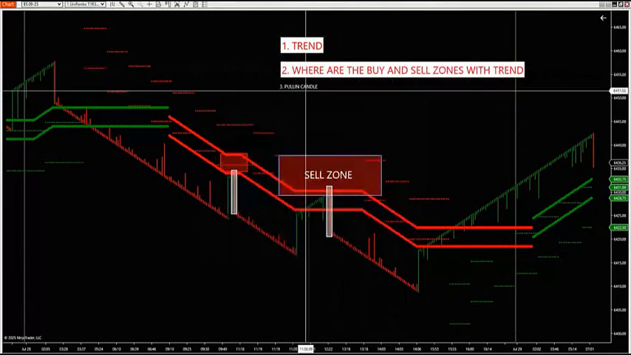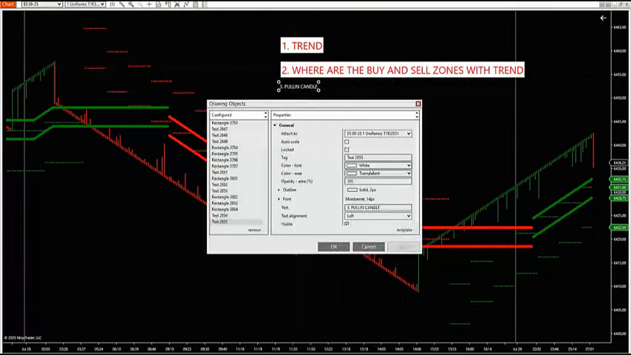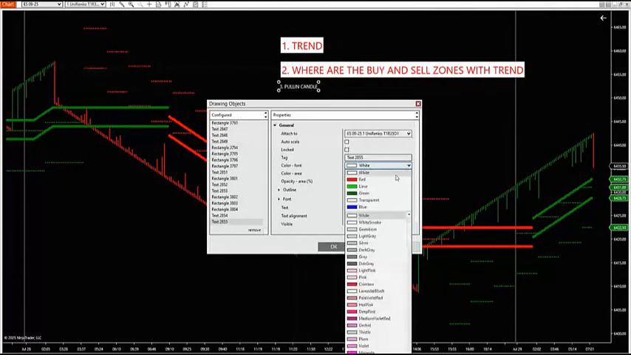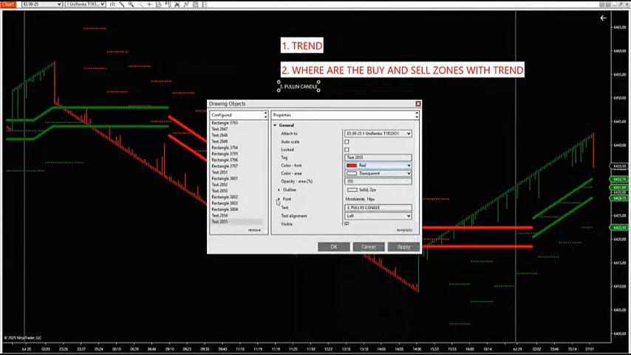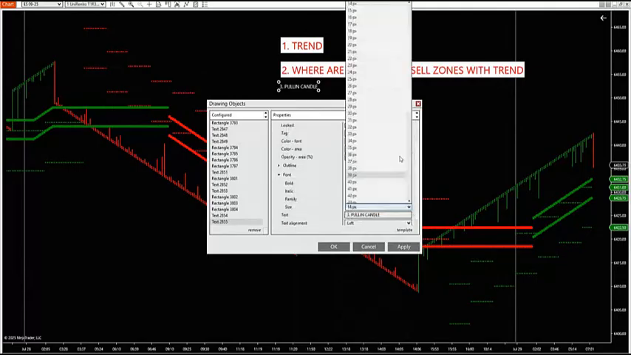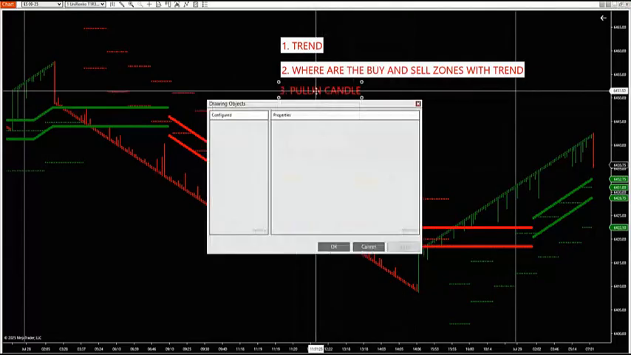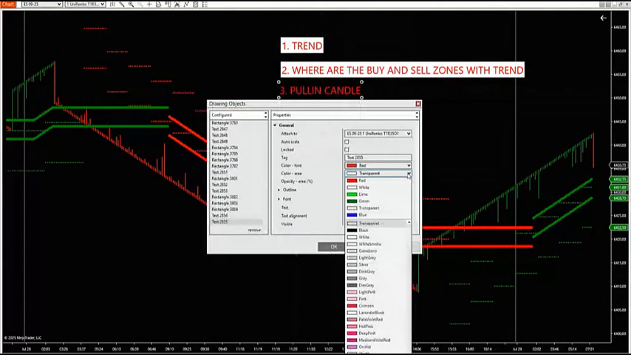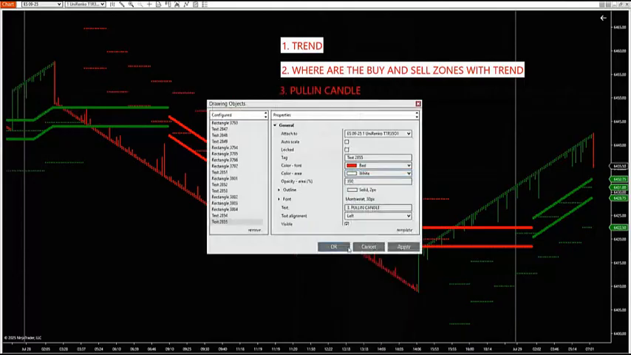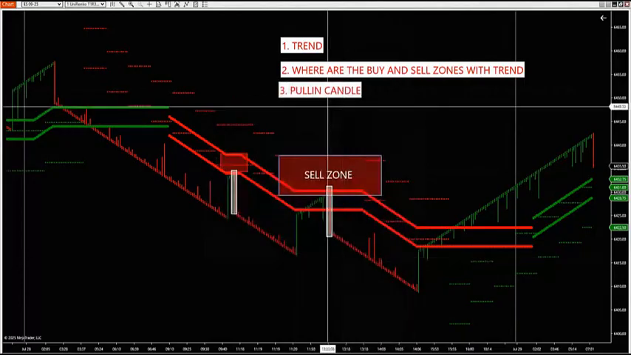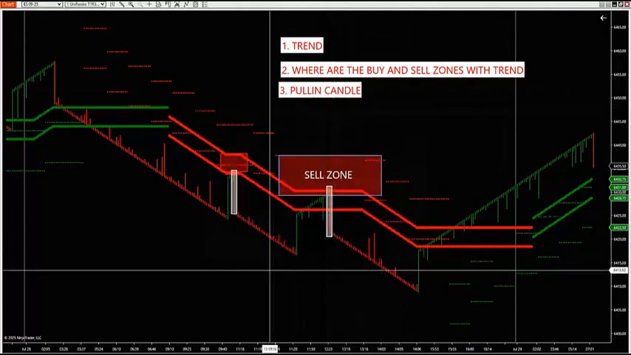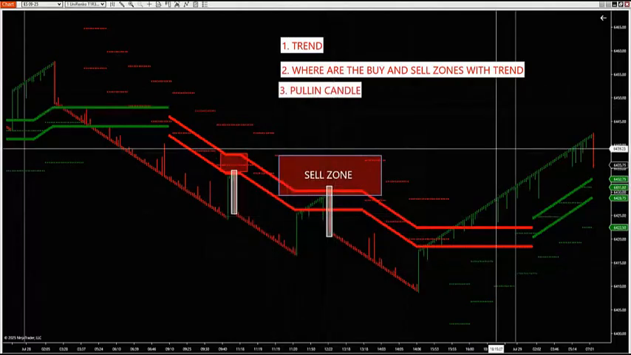All right, so first we look for trend. Then we look for where are the buy and sell zones with trend. And then we look for a pulling candle. All right, now I'm going to show you the upgrade we did. So that's our basic entry setup, how we do it. We had 2 trades yesterday.